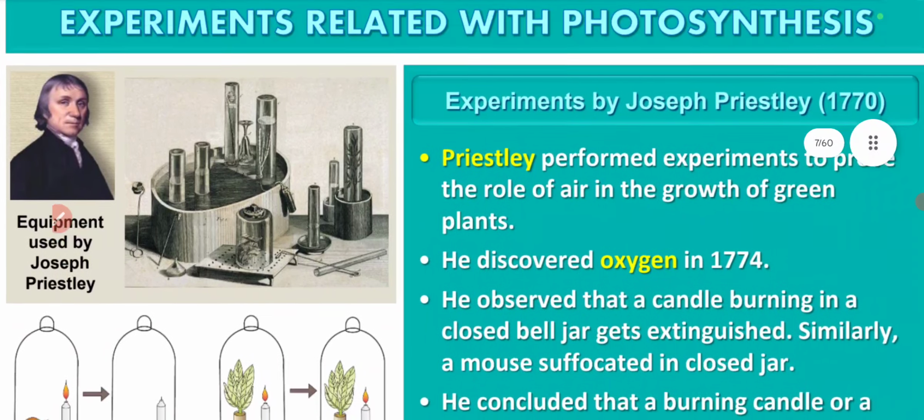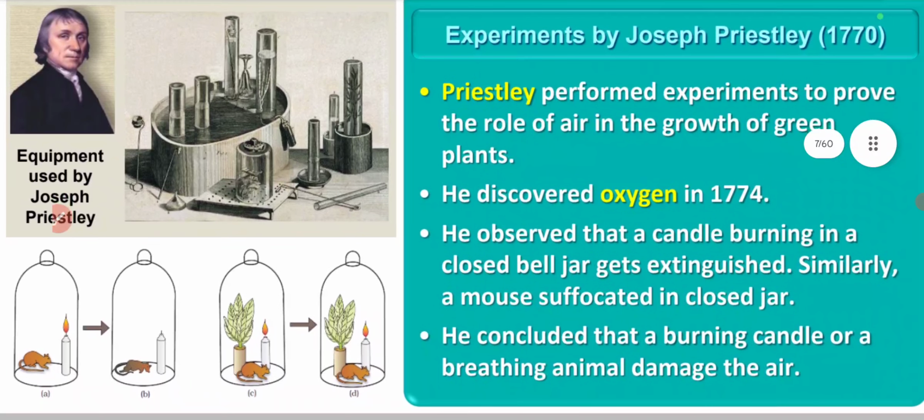Next, these experiments are in your 11th biology NCERT. First of all, the experiments by Joseph Priestley, 1770. Priestley performed experiments to prove the role of air in the growth of green plants. He discovered oxygen in 1774. He observed that a candle burning in a closed bell jar gets extinguished. Similarly, a mouse suffocated in a closed jar. He concluded that a burning candle or a breathing animal damages the air.